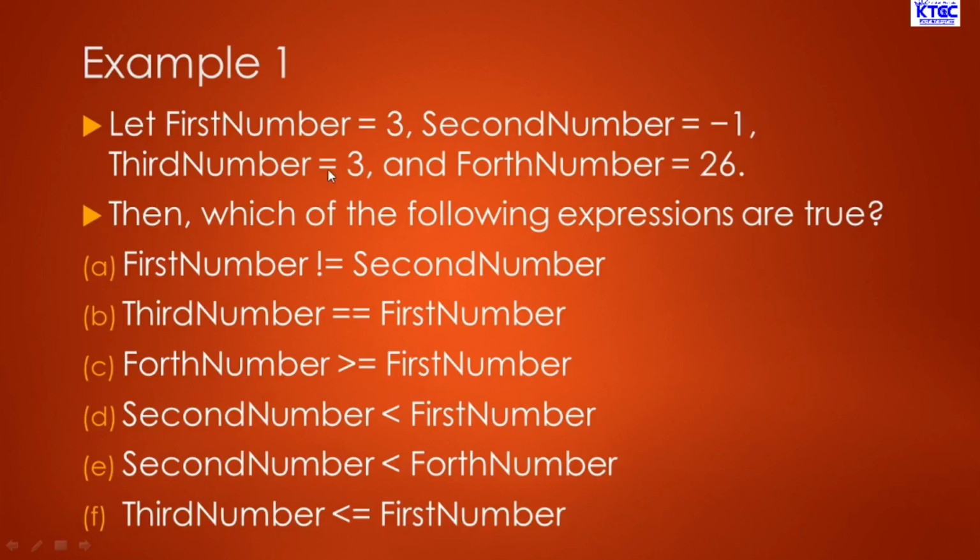Right? The third number is 3. And then the first number is what? Also 3. So it means this statement is also what? True. The third number is equal to what? First number. They are the same. They are 3, 3. So they are the same. So this is true. Now C.